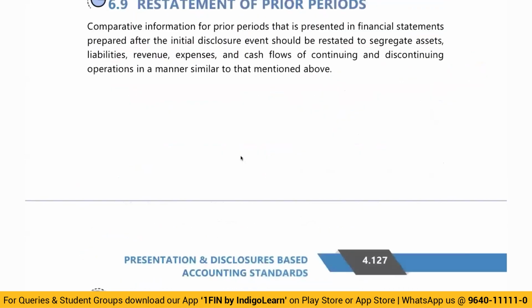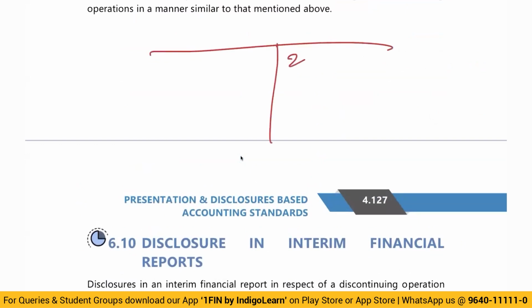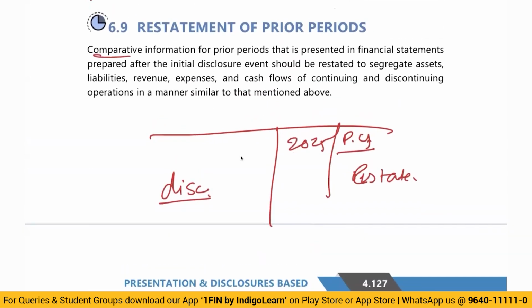Now, one more thing you need to understand here is, if let us say in 2025 we are discontinuing some operation, the previous year you should restate, meaning you should identify the profit, the loss, the assets, the liabilities of the previous year, the comparative period, and you have to disclose it separately. Comparative information for prior periods that is presented in the financial statements after the initial disclosure event should be restated. So you have to restate, segregating the assets, liabilities, revenue, cash flows separately.